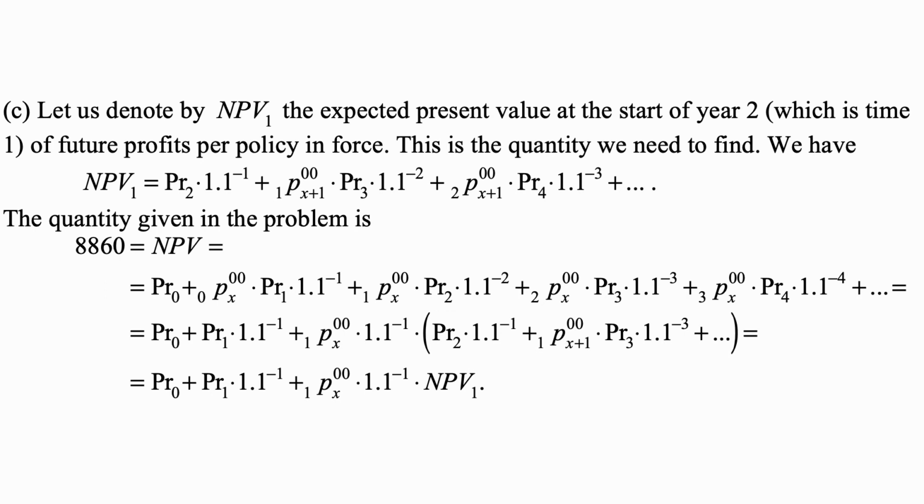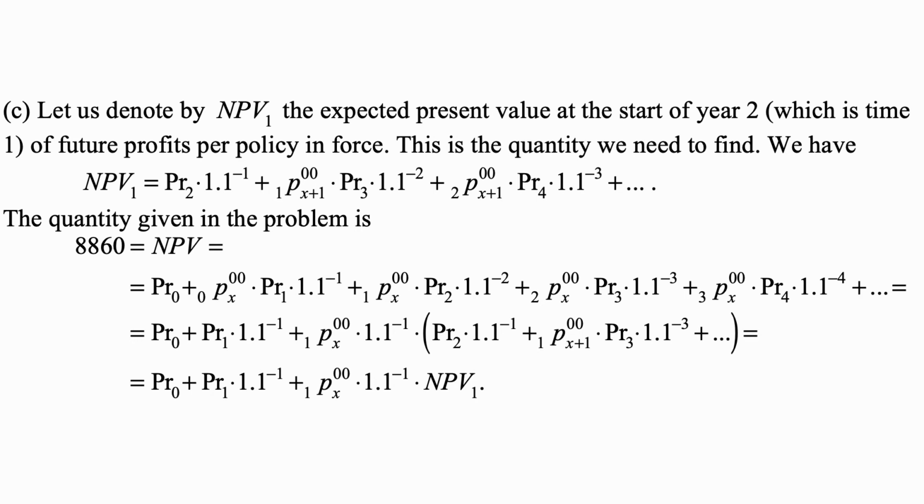Plus, given survival to the next policy year, profit for the third policy year times 1.1 to the negative 2, and of course note that we're discounting at the hurdle rate at 10%, because that's the rate that is used for calculation of present value of profits. And again, survival to next year and the profit and so on, discounted again. The quantity given in the problem, the net present value, is 8,860.